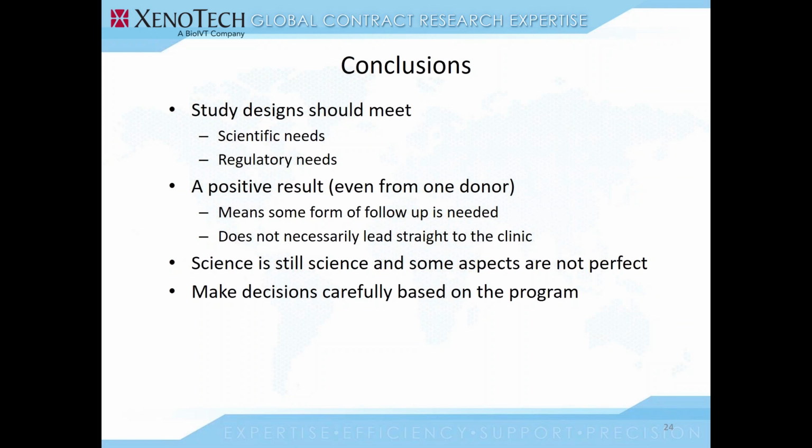Unfortunately, we're talking about science, so things like the 2Cs and the UGTs are not well defined yet, and some aspects are not perfect. That's just the way it is. And we have to make decisions pretty carefully based on the program needs. Also, you can tell from the stuff that we've talked about today that we take client questions pretty seriously. I am in the fortunate position of having 130 colleagues basically in this office, and so we can talk at length when we need to.